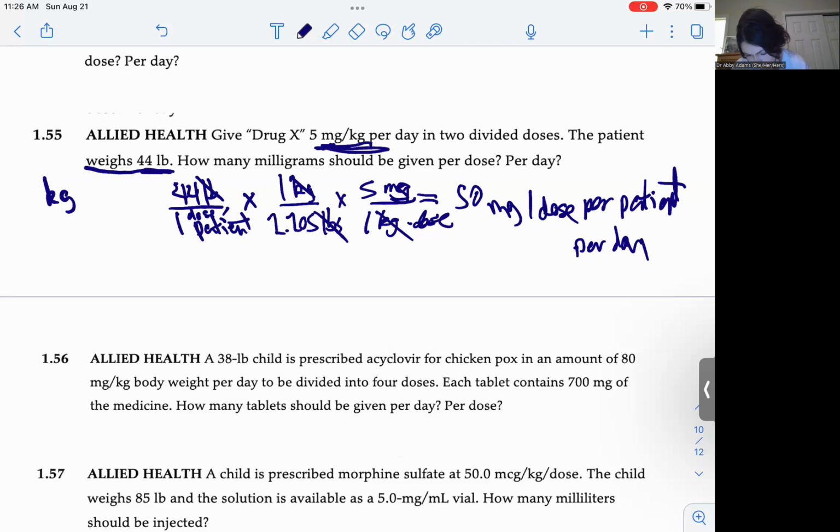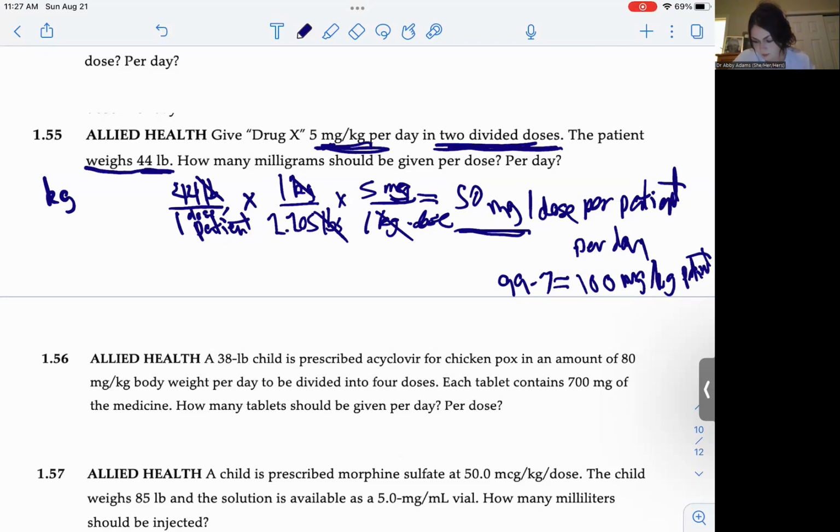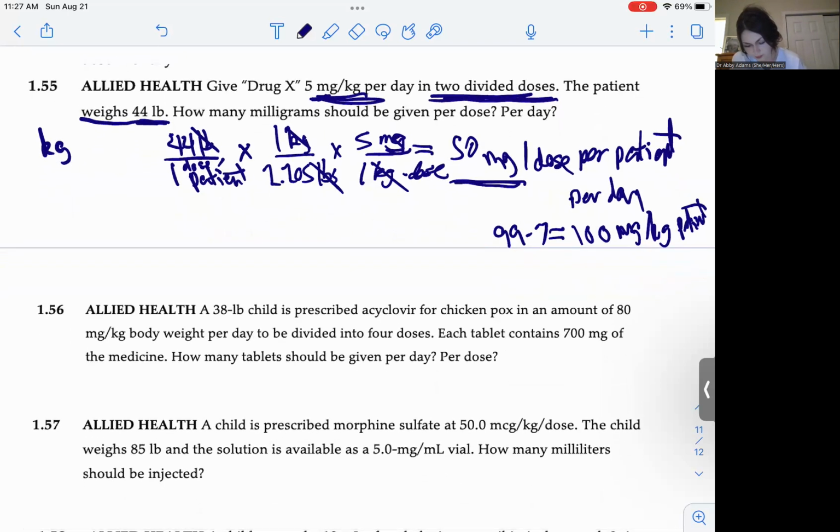If we do the math, you see that it's divided in 2 doses, right? So originally you get something like that on your calculator, but if we're looking at significant figures, it's 100 mgs per kgs per patient, and you're giving 2 divided doses. So if you divide 100 by 2, you're getting 50 milligrams dose per patient. Okay, so they'll be taking that, you know, maybe in the morning and maybe in the evening. Got that? All right.